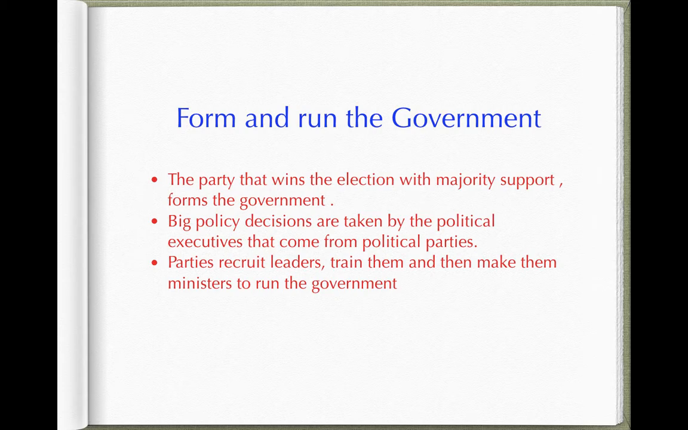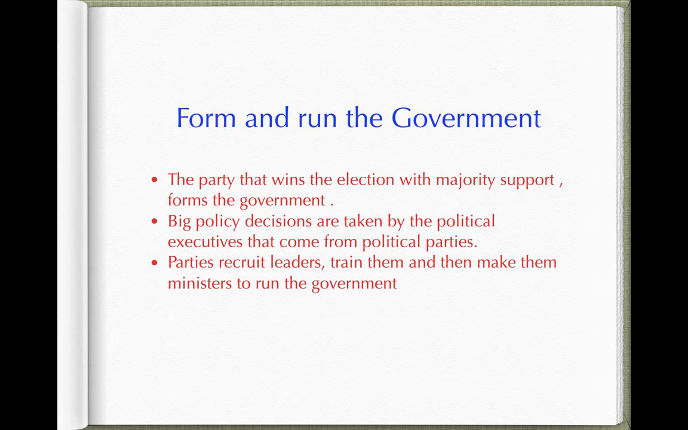Alright, so once they form the government, the big policy decisions are taken by the political executives that come from the political parties. Okay, so if you remember last year, the political executive has a very important power. All the important decisions have to be passed by these political executives, right? And they are all members of the political parties.